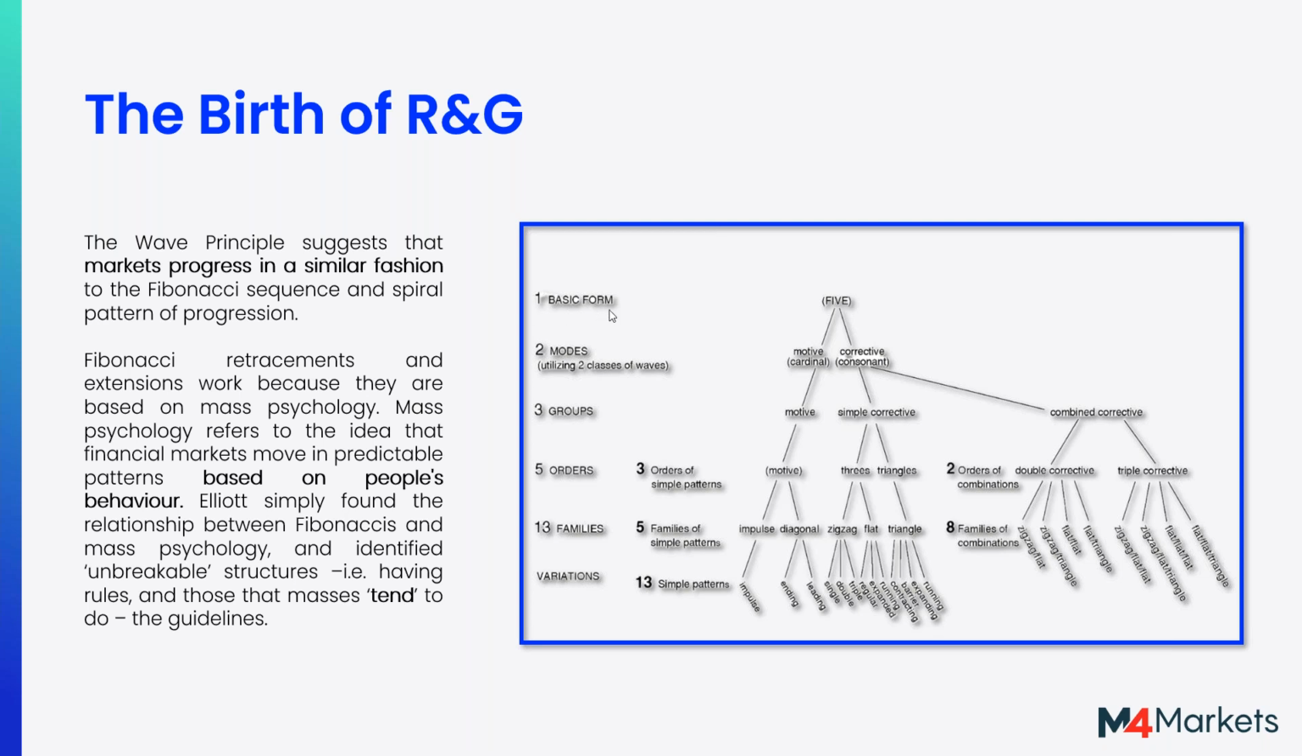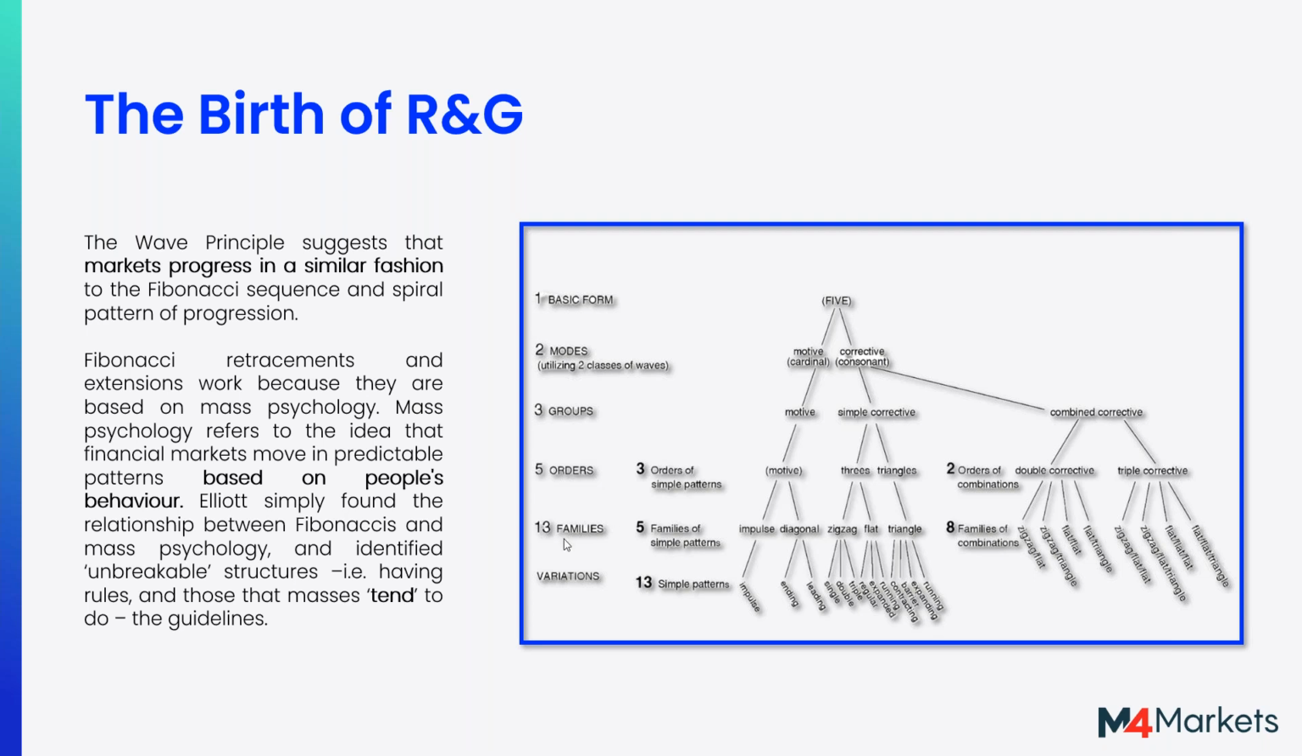We have one basic form, two different modes: motive and corrective. We have three groups: motive, simple corrective, and the combinations of the corrections. We have 5 orders. There are 3 orders of simple patterns, motive and corrective, and triangles, and 2 orders of combinations, double corrective and triple corrective. Okay, no, 3 orders and 3 orders of, no, 3 and 2, my bad.